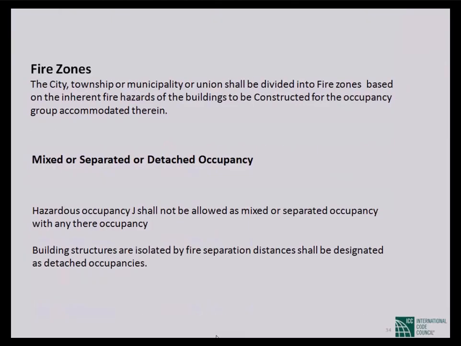Now I would like to talk about the fire zone. Previously, Bangladesh did not depend on fire zones. In every zone there was mixed occupancy. In Dhaka, there was no definite fire zone. Now there are fire zones 1, 2, and 3. Those who are dealing with building design know that areas of Dhaka have zone 1, zone 2, zone 3.